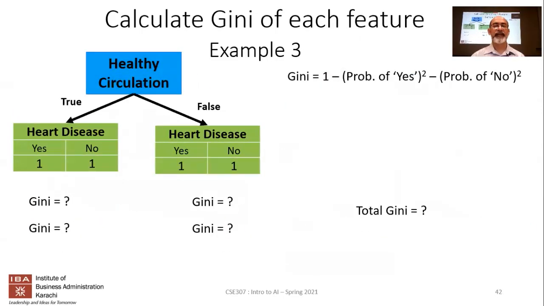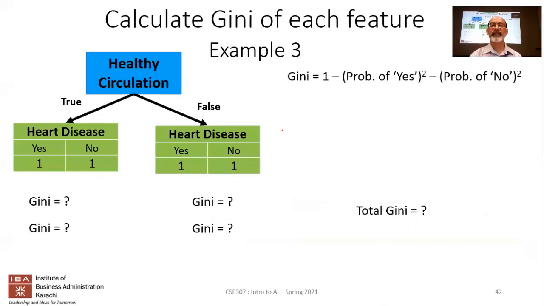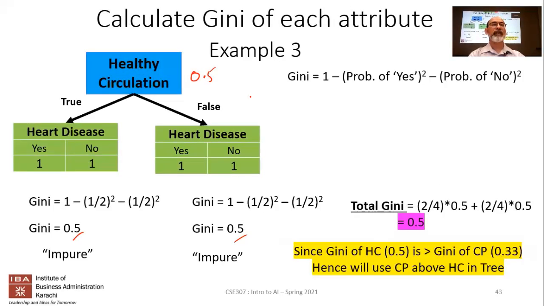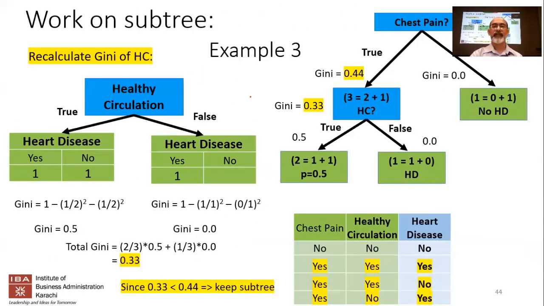So now let's take a look at the healthy circulation. We can do the calculations again, but I won't bore you, but you can guess that it's going to be 0.5. Okay. So the score over here is coming out to be 0.5. The score in the previous case was coming out to be 0.33, as compared to our perfect case example, the first example, where it was 0 versus 0.5. Here it's 0.33 versus 0.5. Okay, so clearly we're going to use chest pain at the top level.